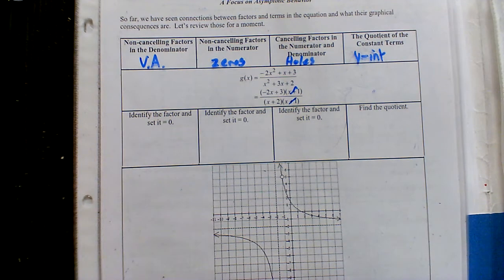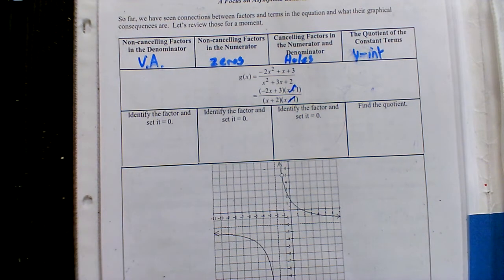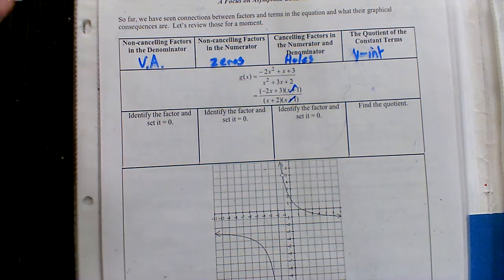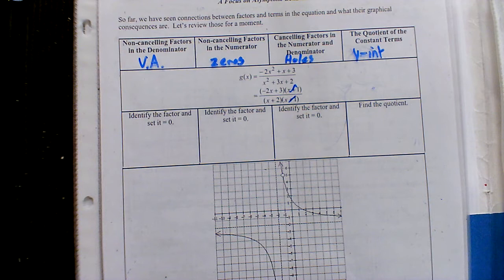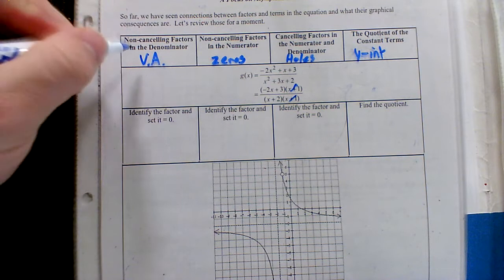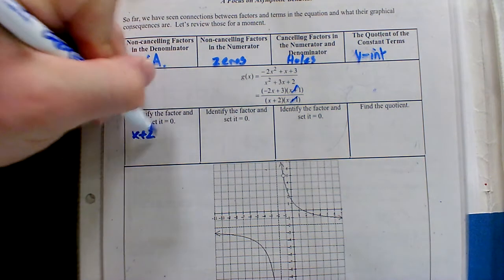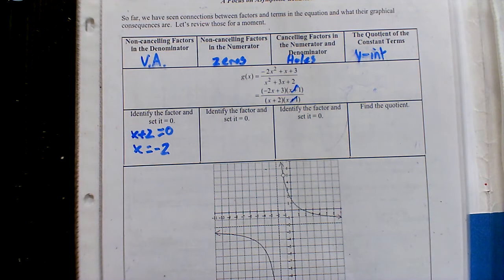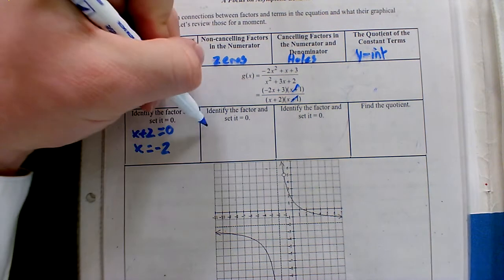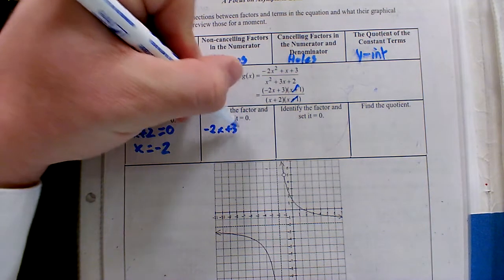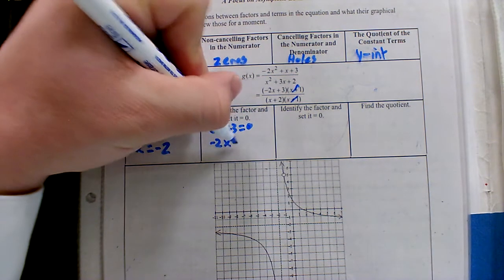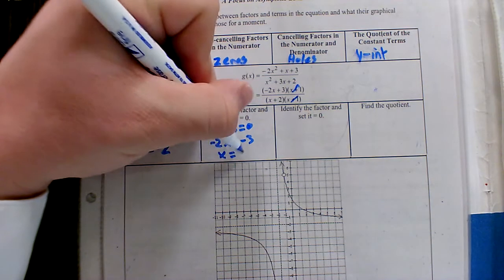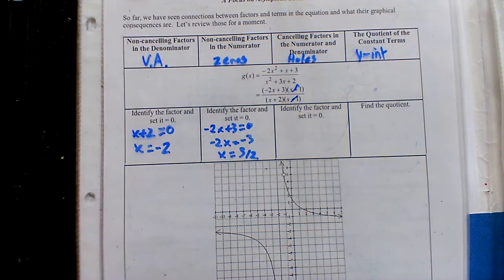Which one is it? The first one, where, top or bottom? The top one will find us the zeros. We're trying to find the vertical asymptote, so it'll be the bottom. So x plus 2 equals 0, so x equals negative 2. That's where the vertical asymptote would be. The next one is the zeros, so that's where we set the top one. Negative 2x plus 3 equals 0. Three over 2 is your answer.